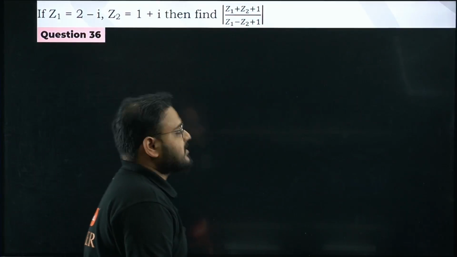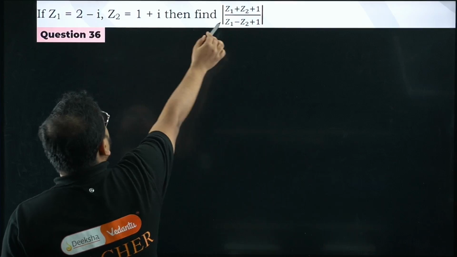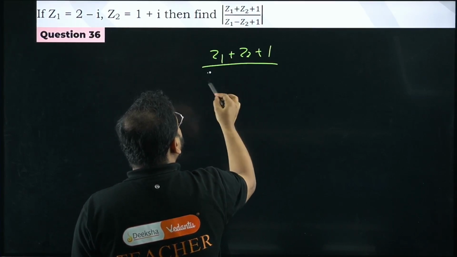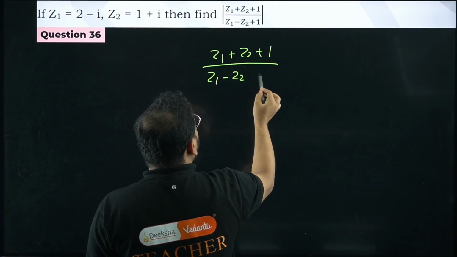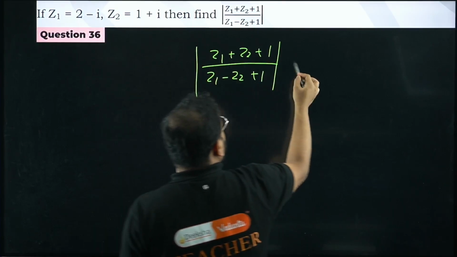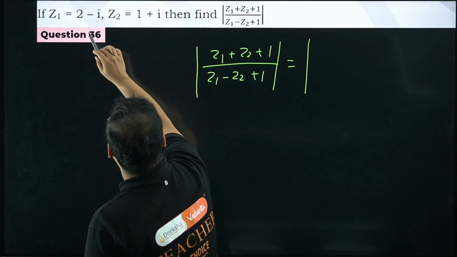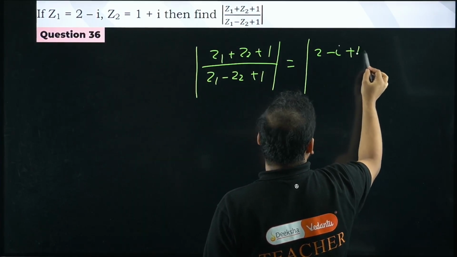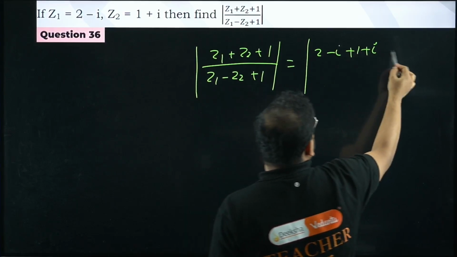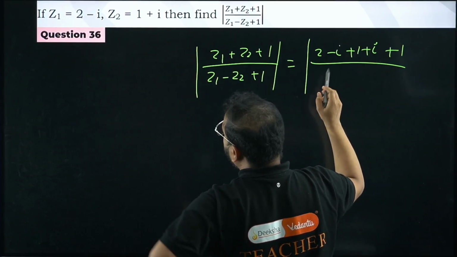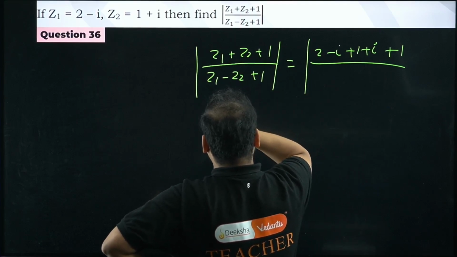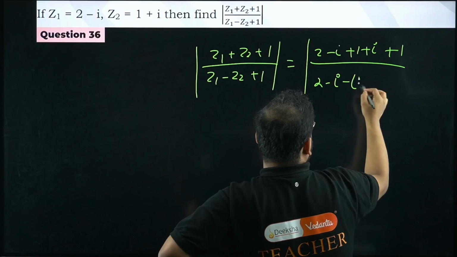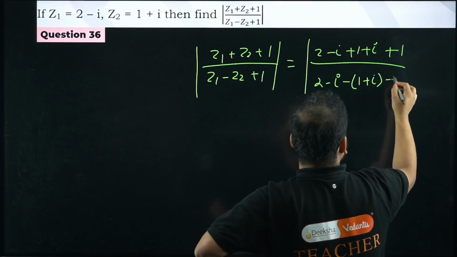36 now. This is very, very simple. Z1, Z2 is given. Find this condition. What we have? Z1 plus Z2 plus 1 divided by Z1 minus Z2 plus 1. So if you take this sum, what will happen? If you add them, 2 minus I, 2 minus I plus 1 plus I, and we have plus 1 again, divided by 2 minus I, okay, minus sign will be there, 1 plus I, and we have plus 1.